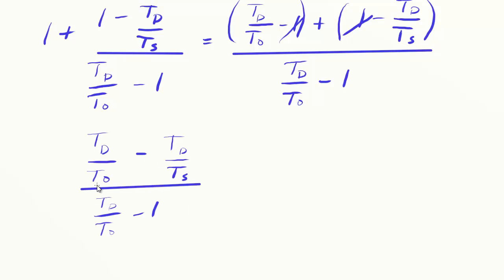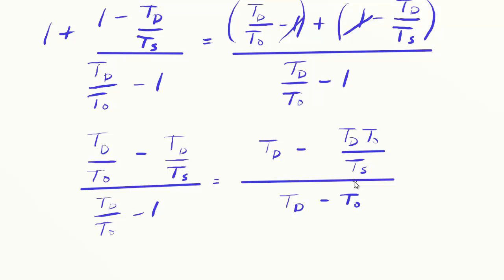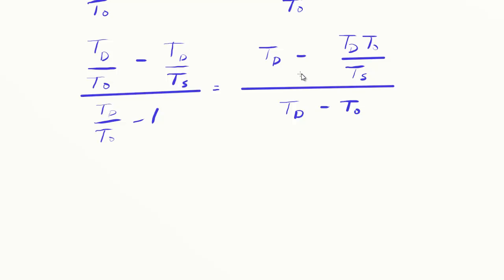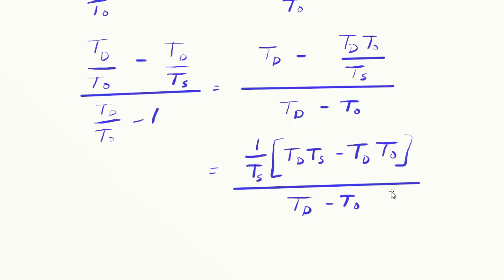At this point, I have all these denominators in the fraction. Two of them are T naughts, one is TS, so I'm going to multiply through top and bottom by T naught to get rid of these two, and this one will have 3 terms, but it'll look a little simpler. Okay, at this point I want to get rid of this, so I'm going to pull out a 1 over TS term from the top. If I pull out the 1 over TS, I get something close to this, and we're almost there.